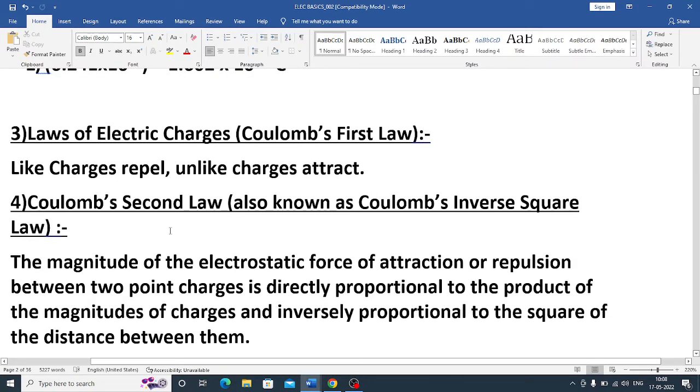Laws of charges. Like charges repel, unlike charges attract.